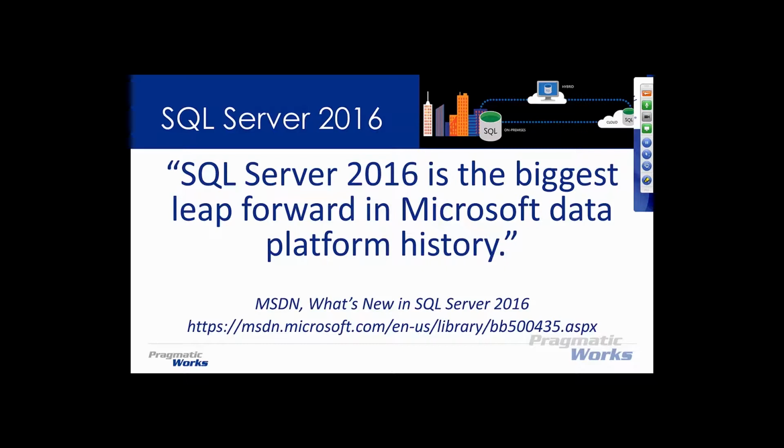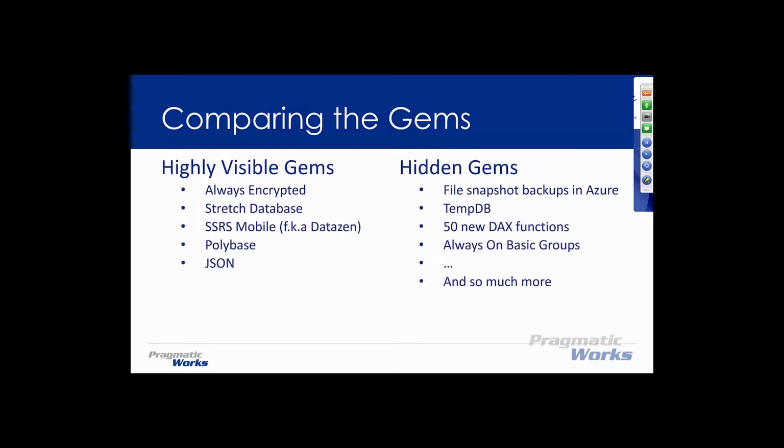So let's have a look at some of these cool things that have been added that Microsoft's not talking a lot about. And I've been comparing our gems a little bit already. Highly visible things: Always Encrypted, Stretch Database, SSRS Mobile, formerly known as DataZen. I'm from Minnesota, so we enjoy the formerly known as.